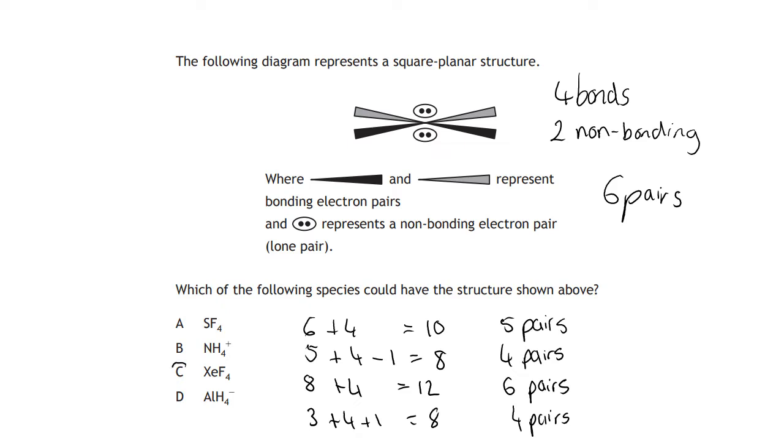So the only one that can have that arrangement of 6 with 4 bonding and 2 non-bonding is that xenon tetrafluoride.